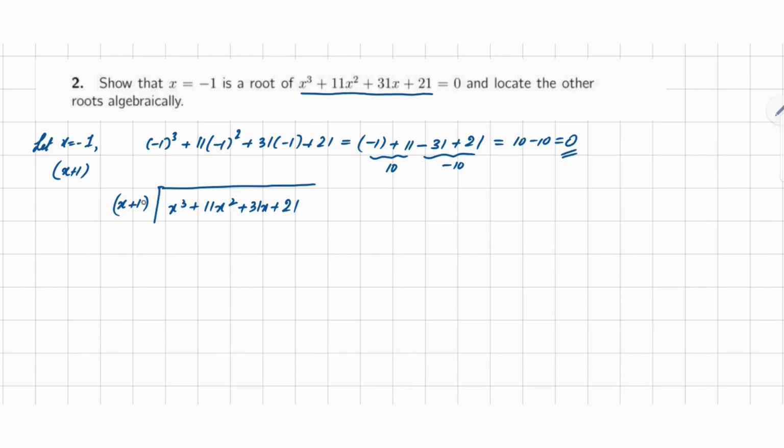Here we need an x cubed term, so we multiply x plus 1 with x squared, which gives us x times x squared is x cubed, x squared plus 1 is x squared. We have x cubed minus x cubed is 0. 11x squared minus x squared is 10x squared. We can bring the rest of the terms below.